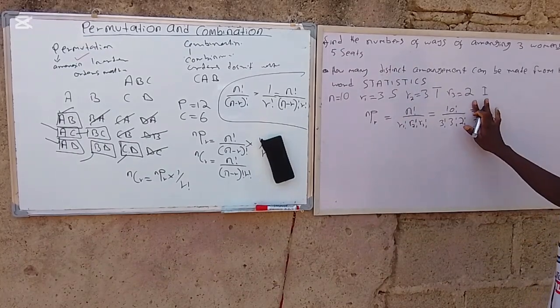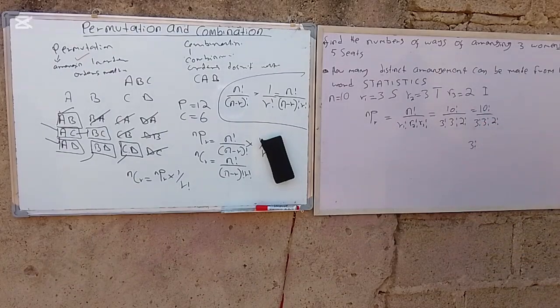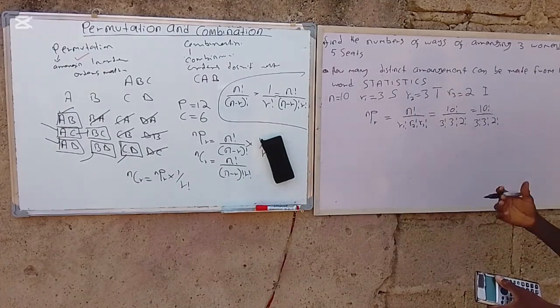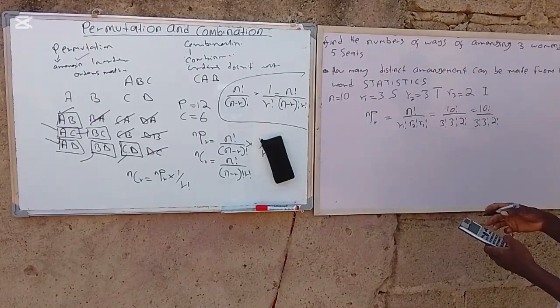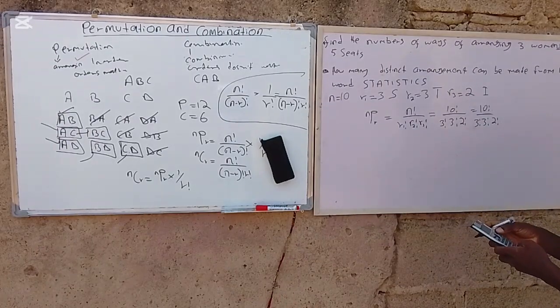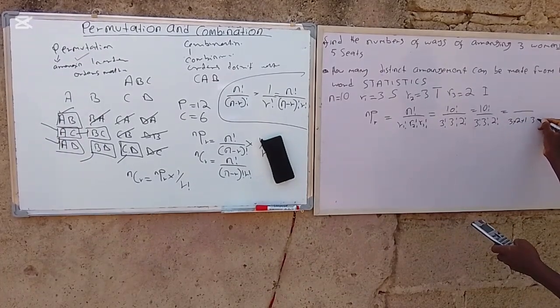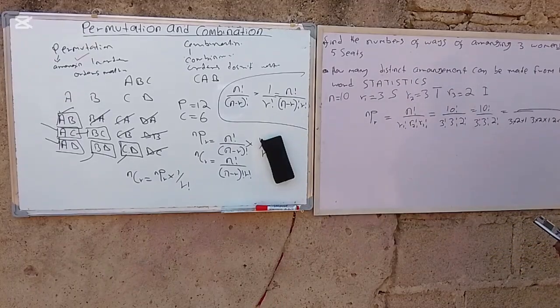Let me first work out the denominator. As we know from the introduction to factorial, 3 factorial is 3 times 2 times 1, which is 6. Another 3 factorial is 6, and 2 factorial is 2 times 1. 6 times 6 gives me 36, and 36 multiplied by 2 is 72.